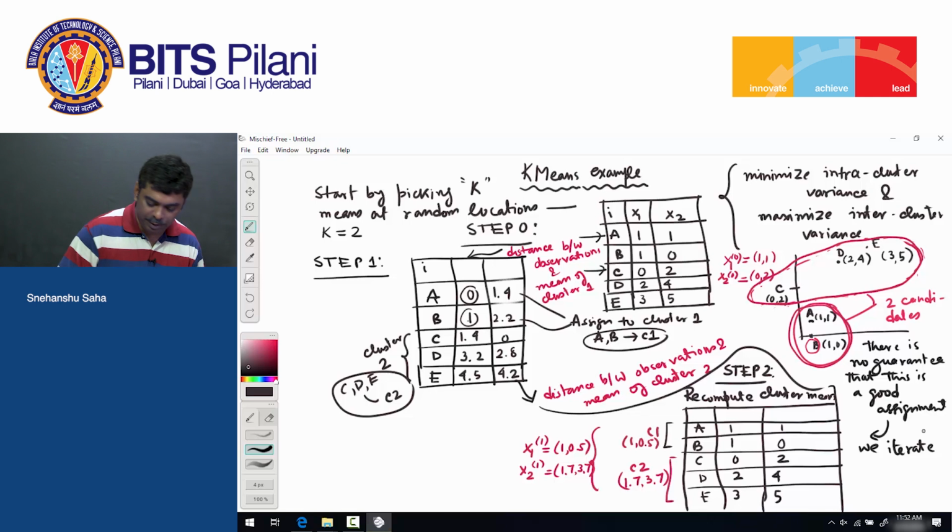So let's go to the next step. I'll probably need to erase something; let's do this one. I don't have to erase everything, so I'll just erase the numbers.